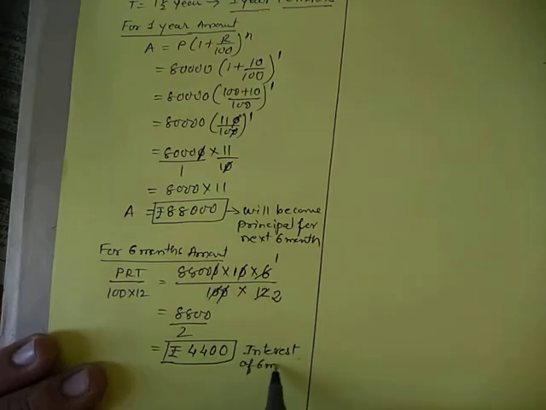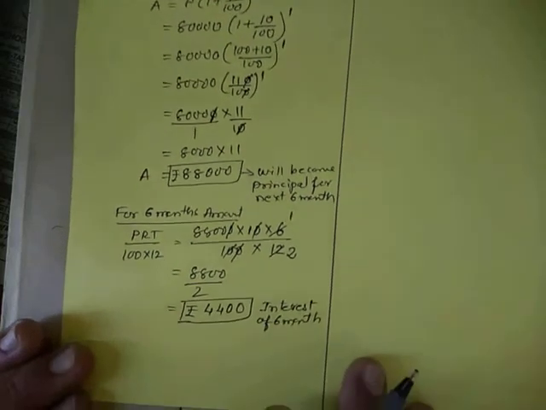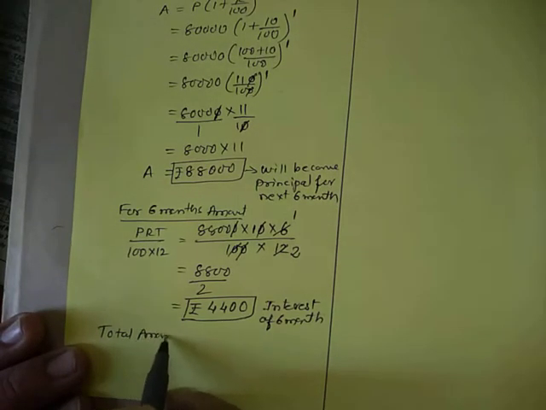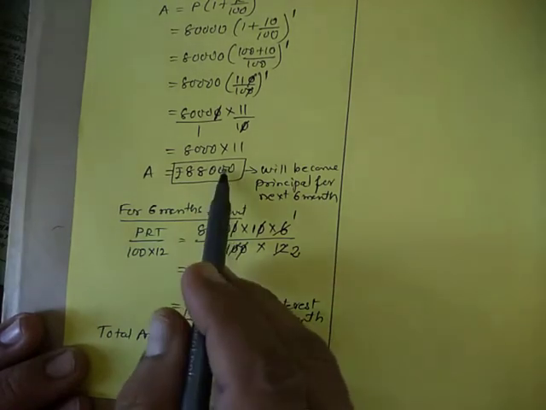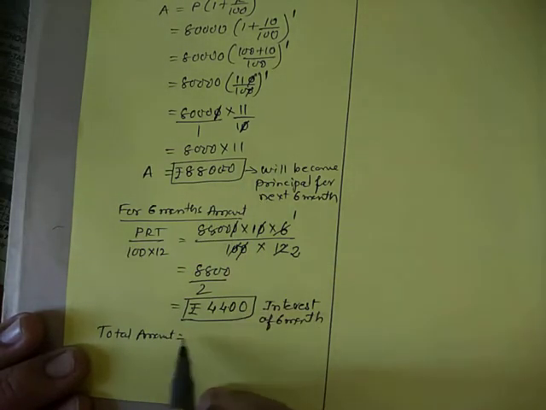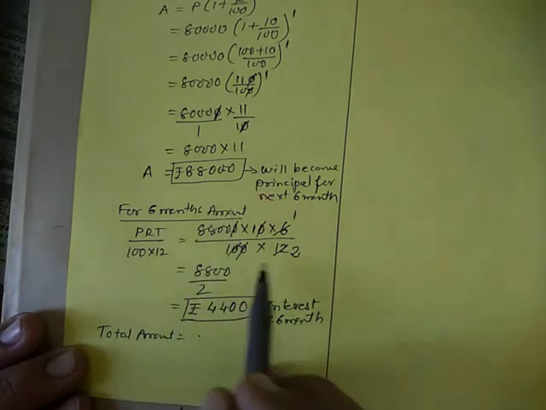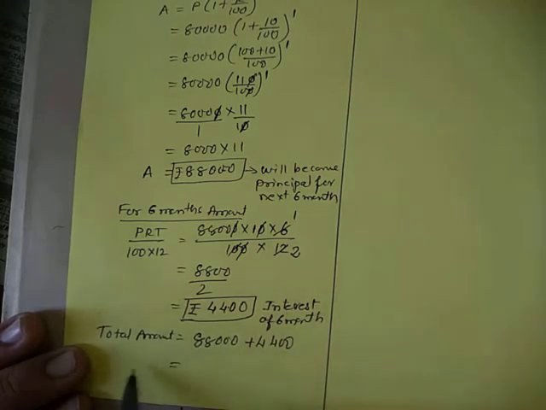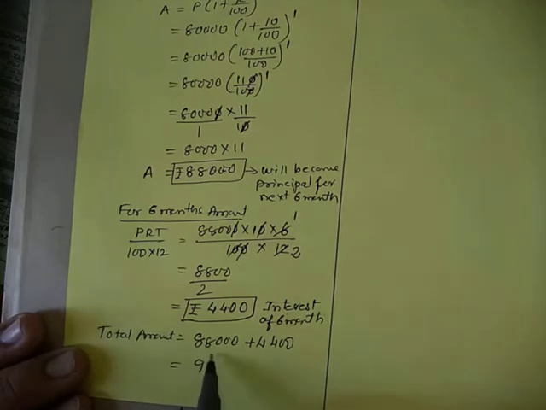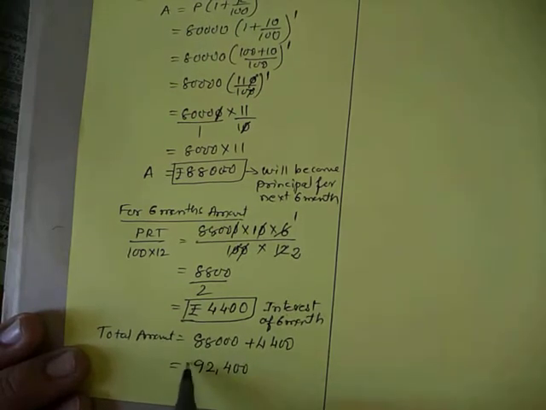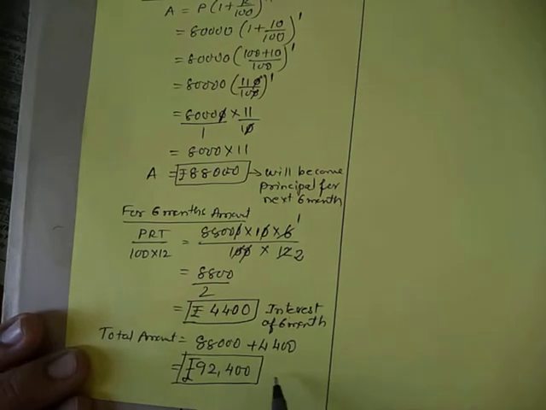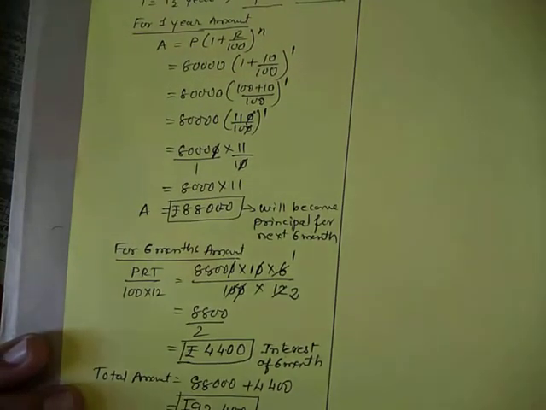So this is the interest of 6 months. So the total amount, the final amount, we will also have to find. So total amount is equal to this one plus this interest. So the 1 year amount and the interest of 6 months we add, so 88000 plus 4400. So total amount will be 92,400 rupees, 92,400 if compounded annually.